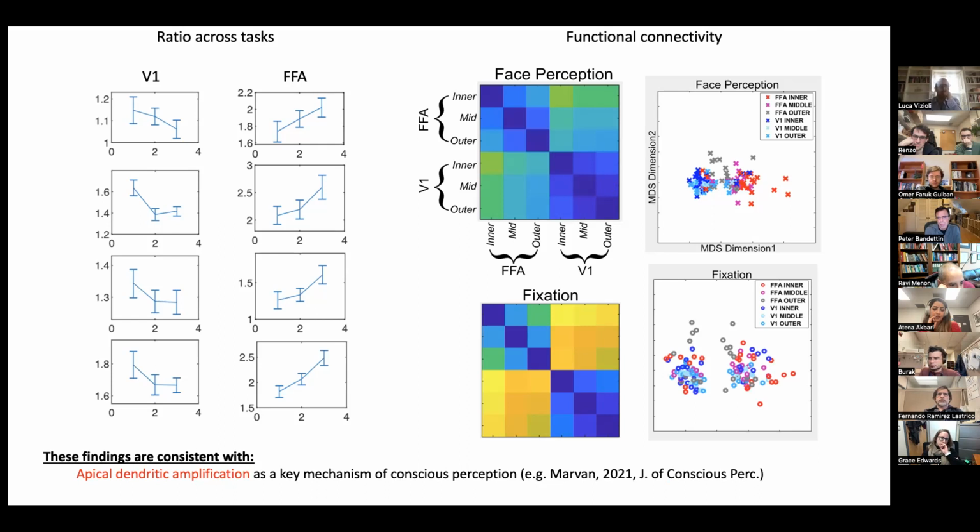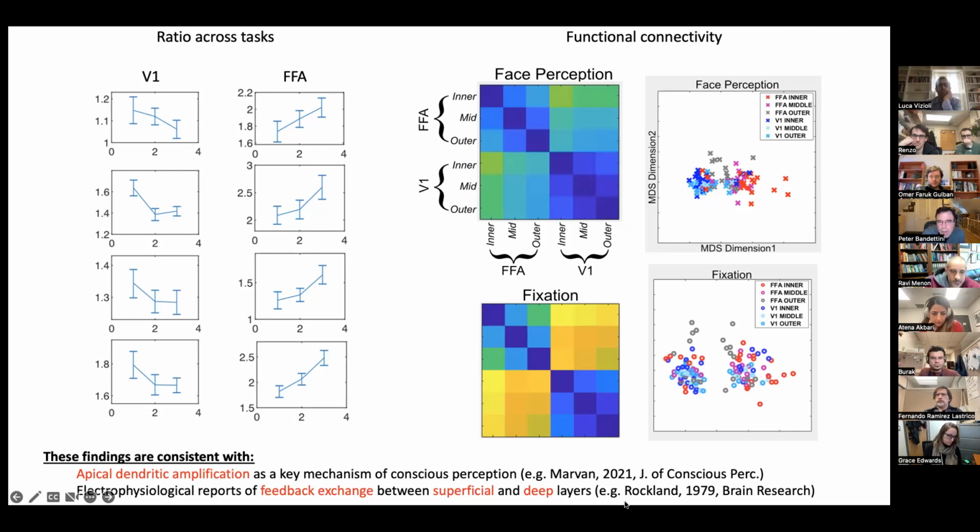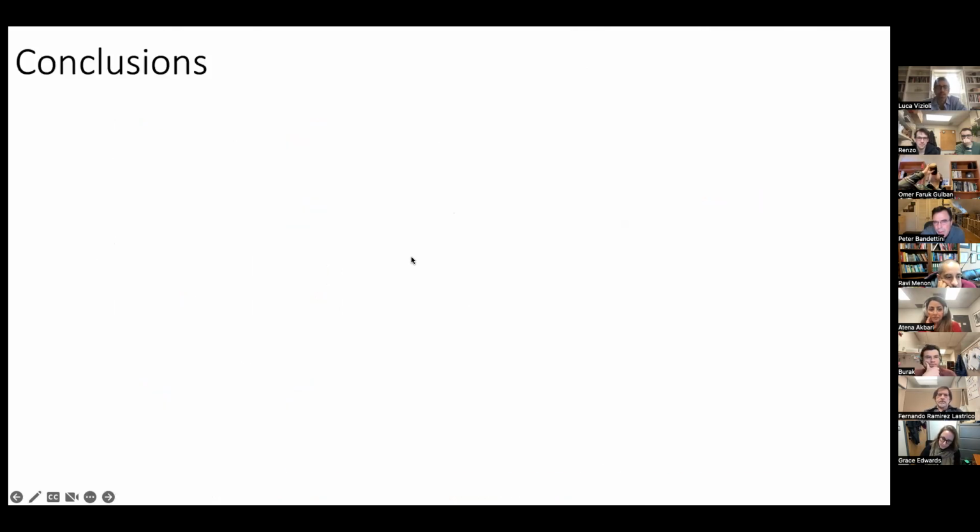for conscious perception. One potential putative mechanism could be that this apical amplification originates in the outer layers of the FFA and is transmitted columnarly down to the inner layers and then fed into the inner layers of V1, which is consistent with the electrophysiological report of feedback exchange between outer and inner depths. So we are very excited about the results, and we think it's all coming nicely together with different analyses to shed light upon this feedback and feed-forward interaction during phase perception tasks.